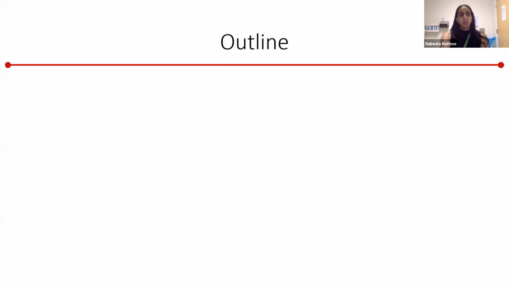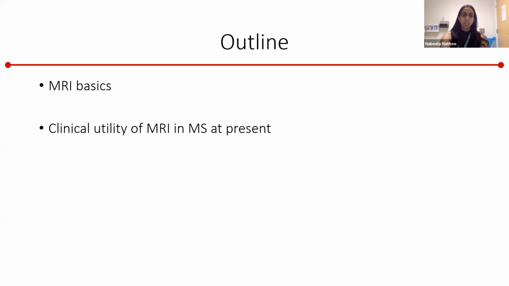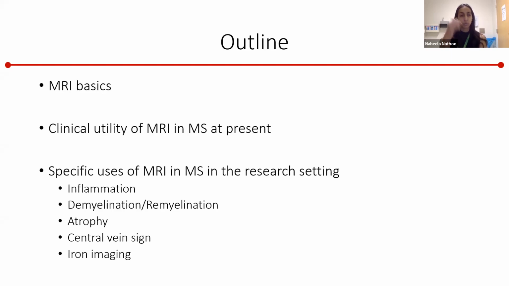So for this morning's talk, I'm going to start off with a bit on the basics of MRI, and like I said, for the MRI people, this will probably be too basic, but that's okay. I'm going to talk about the clinical utility of MRI in MS at present, the way that we use MR, and then, moving forward, what the uses of MRI in MS have been in the research setting. I'll talk mostly about research in MS patients, but also about the unique things that we can do in animal models of MS using imaging. And these are the specific areas that I'll address today.